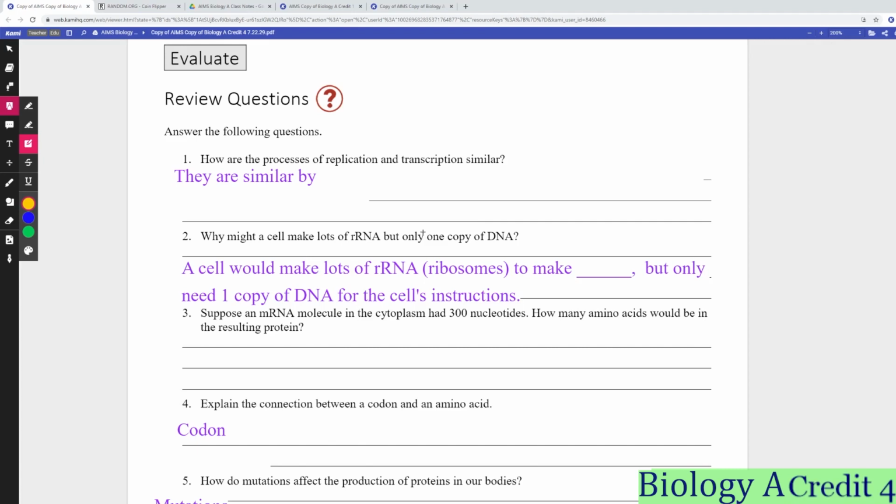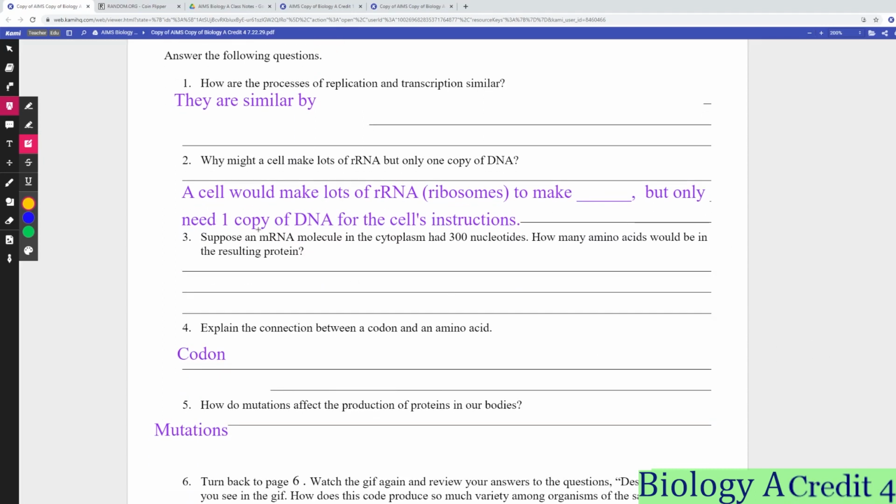So another way to kind of say that is it's easier to have one recipe and a lot of cooks making that recipe versus having lots of different recipes and lots of different cooks making those in the same kitchen. It just gets messy.